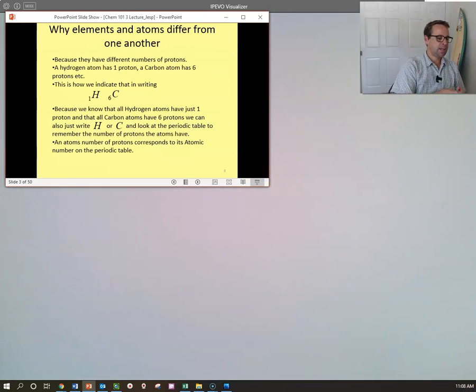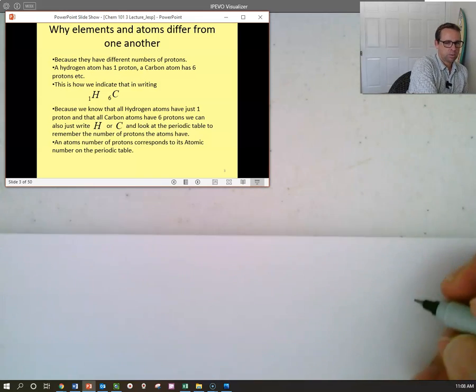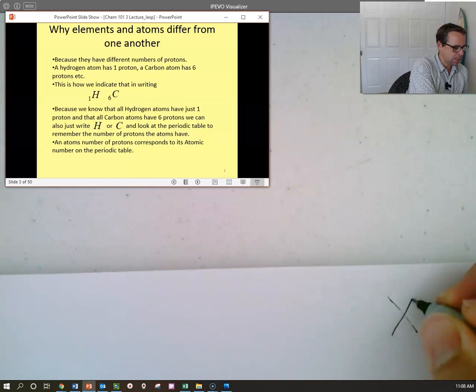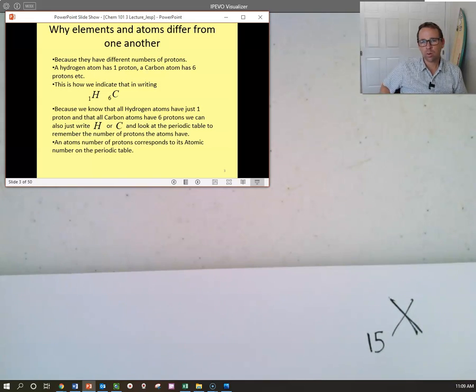Okay? And to test our understanding of this principle, we can, for example, write, here is some element, and it says 15 right here. So what element does that represent?